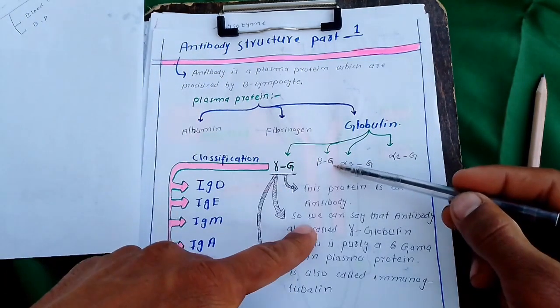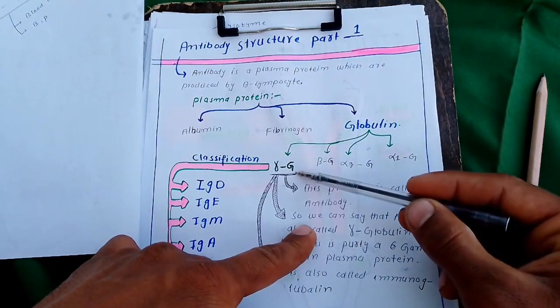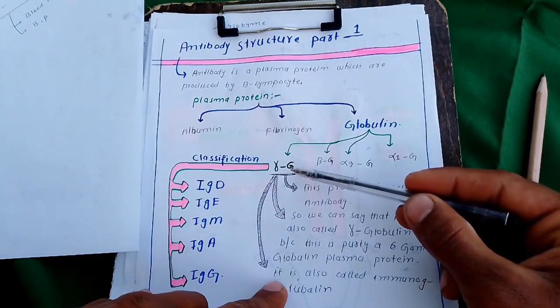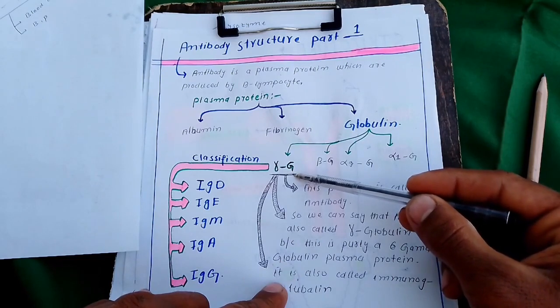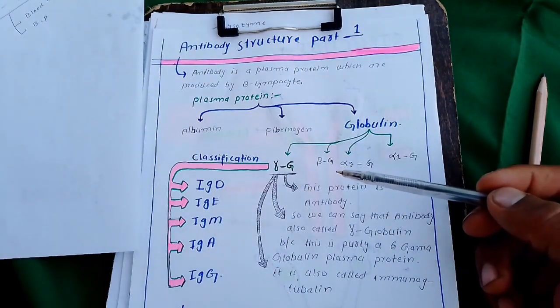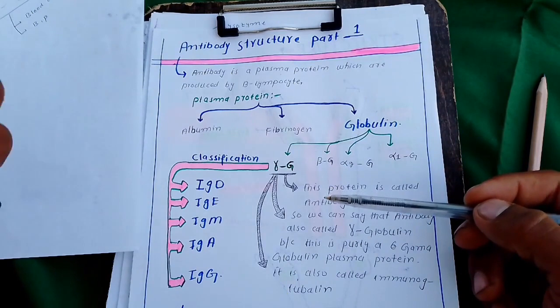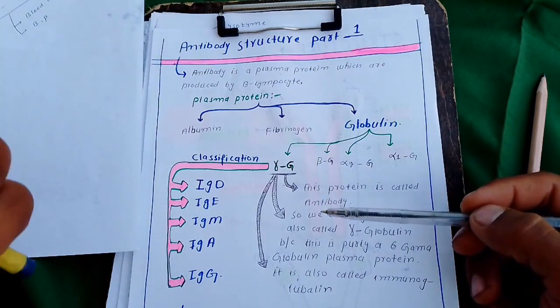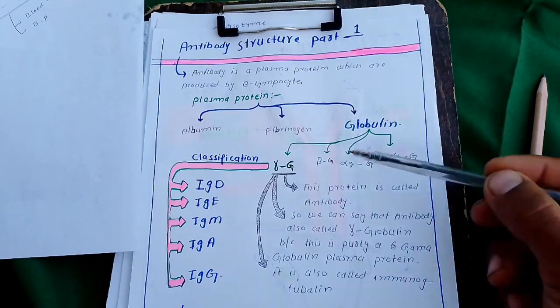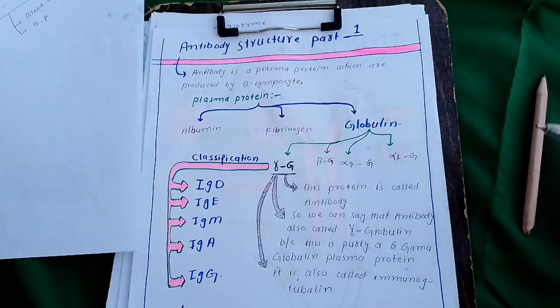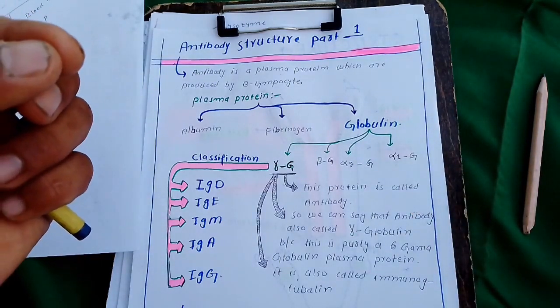So these are also globulin proteins, but this gamma globulin protein is called antibody. So what is antibody? Antibody is a plasma protein, a globulin protein. These are all globulin proteins, but this is the gamma globulin protein. So antibody is called gamma globulin protein.